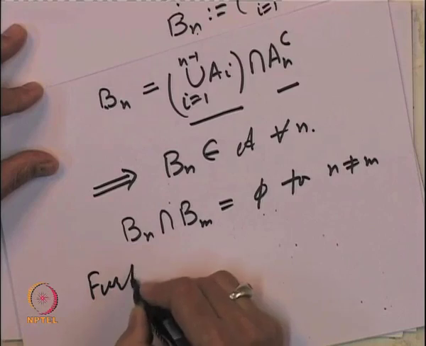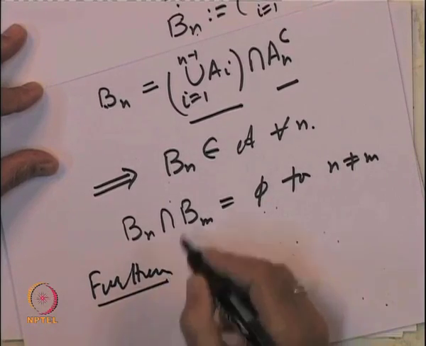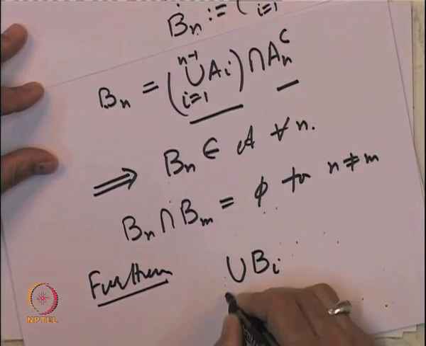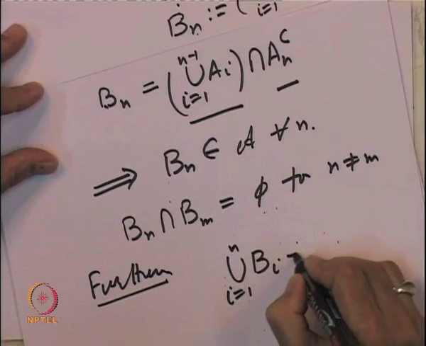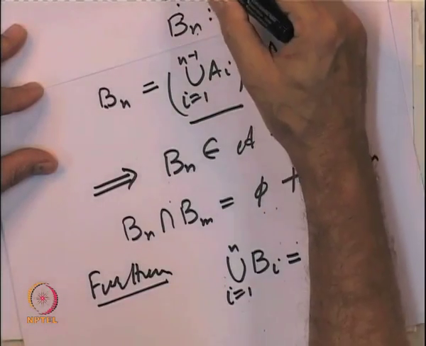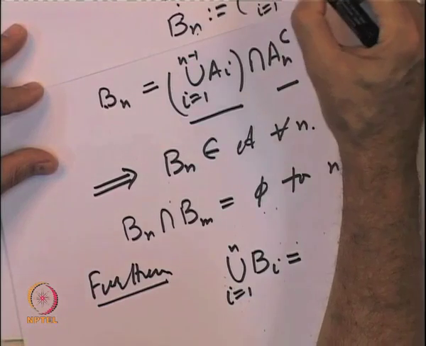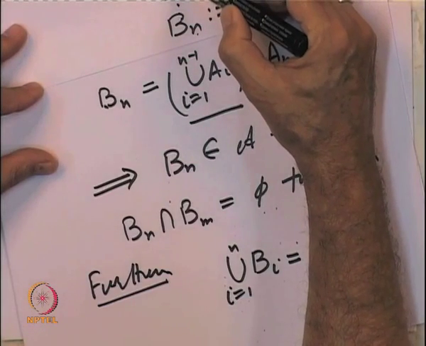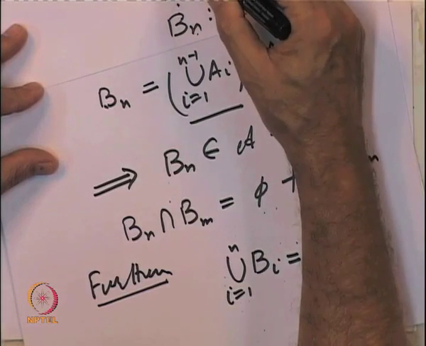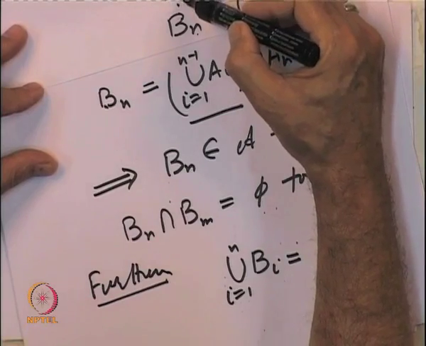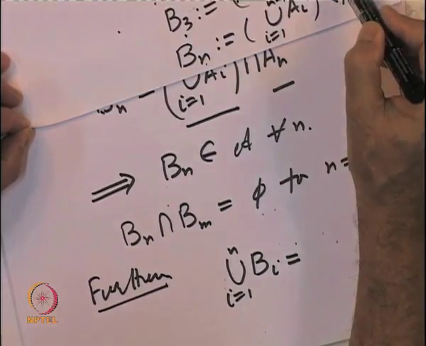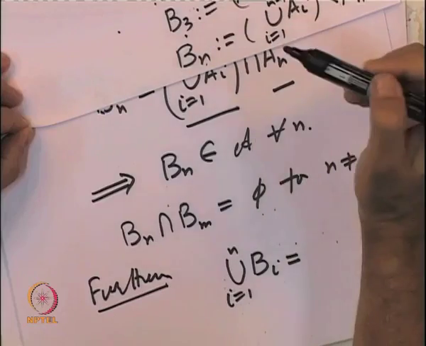Further, here is an important consequence. The way we have constructed, if I take union of B i's, i equal to 1 to n, what is that equal to? It is precisely B 1 is A 1, B 2 is A 2 minus A 1. So, what is B 1 union B 2? That is same as A 1 union A 2, and similarly B 1 union B 2 union B 3 is same as A 1 union A 2 union A 3.